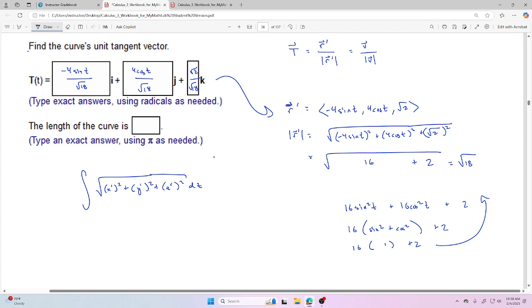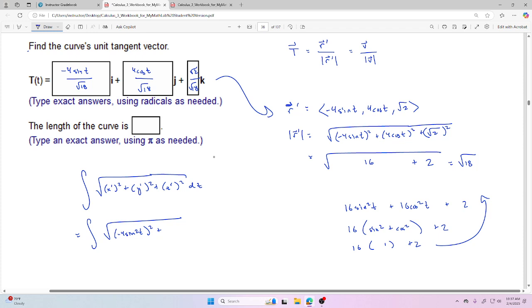Well, we have all these, don't we? Isn't this my r prime stuff, basically? It's coming from r prime. So here we go, I guess. This guy. So I've got a negative 4 sine t, squared. Is this looking familiar?